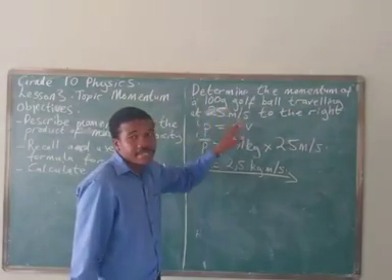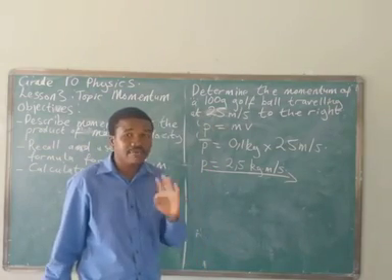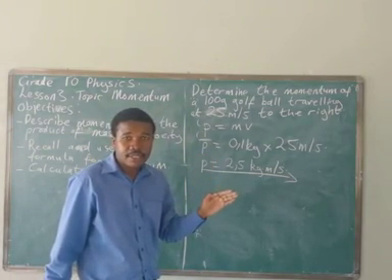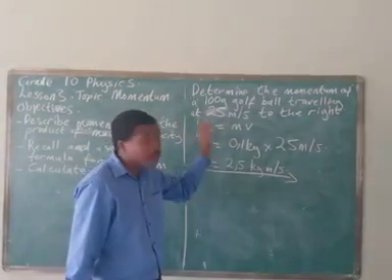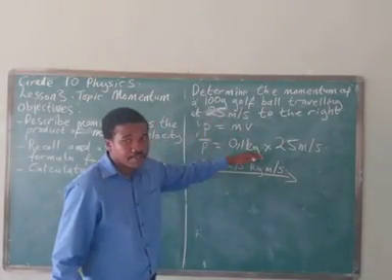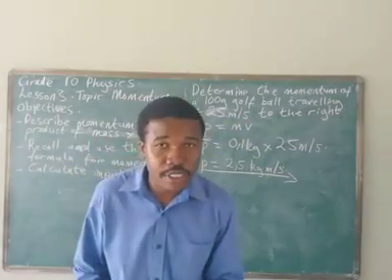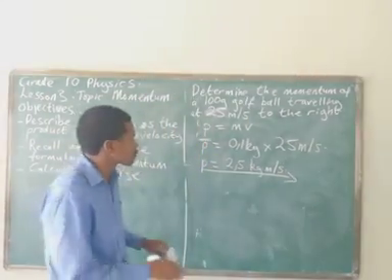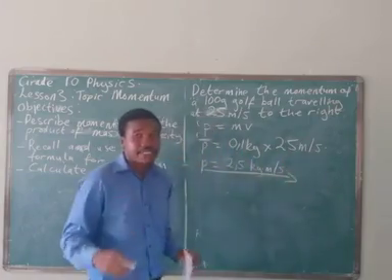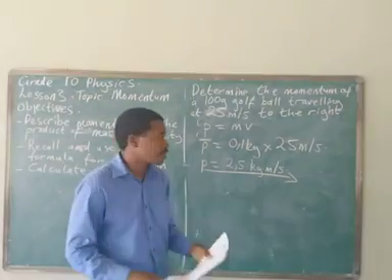People should know by this stage, we're in grade 10 physics, how to convert 100 grams to kilograms. So 100 grams is equivalent to 0.1 kg. And the velocity is given already in meters per second, so there is no need to change the velocity. It's fine the way it is. So it says 0.1 kg multiplied by 25 meters per second.